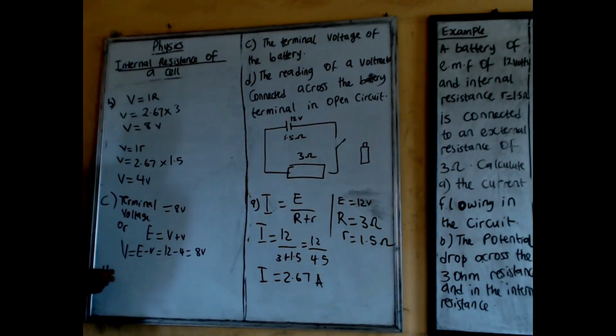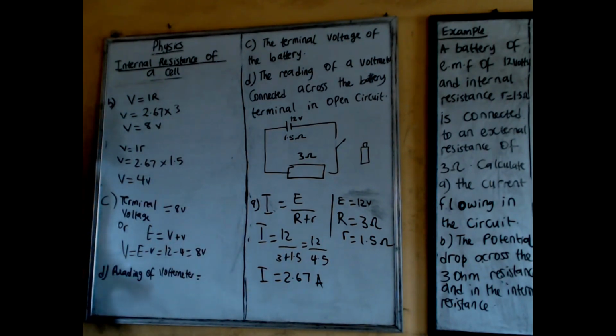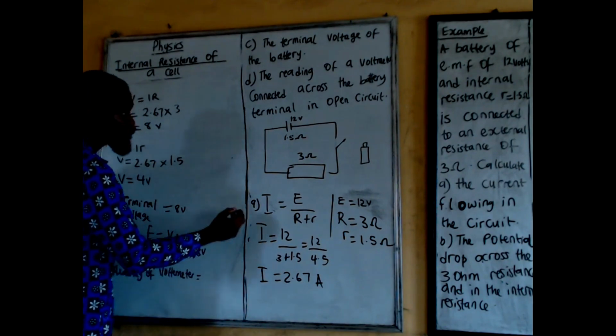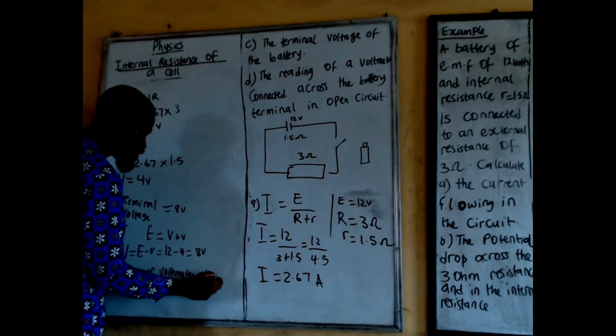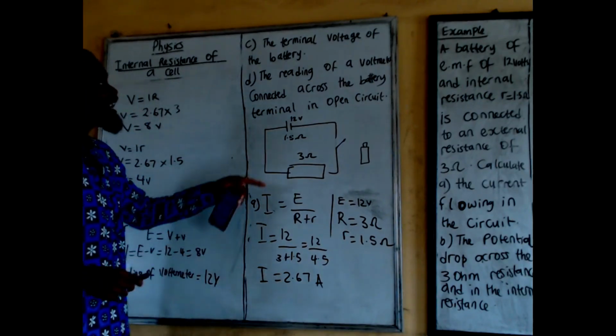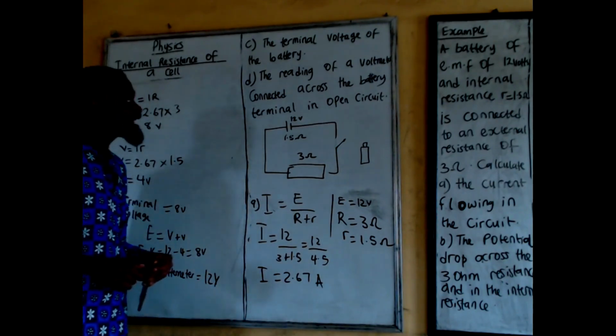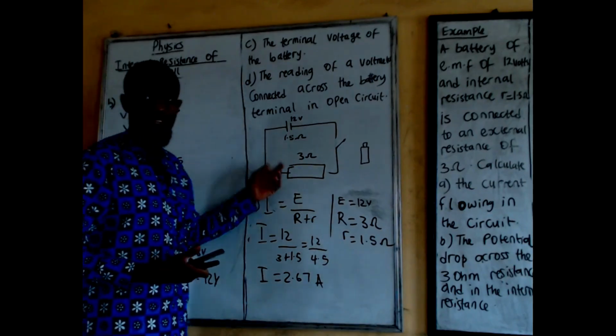So the reading of the voltmeter will be the EMF of the cell, the way it was designed. So D will be the reading of the voltmeter. The reading of the voltmeter, one more time, will be the EMF of the cell, the way it was designed, when it is in an open circuit, which is given to be 12 volts. You will not be interested in the internal resistance and the external resistance influencing the potential difference or the EMF of the cell.